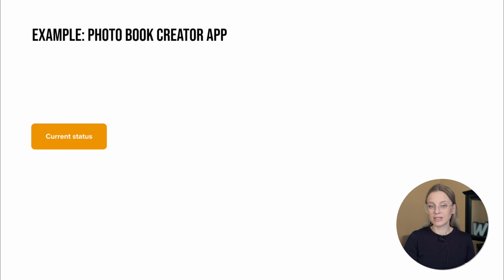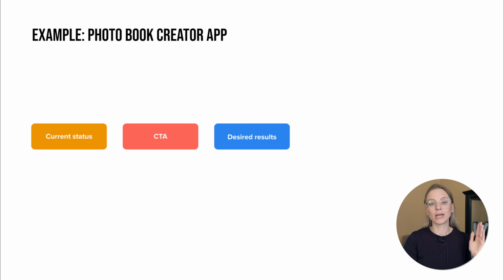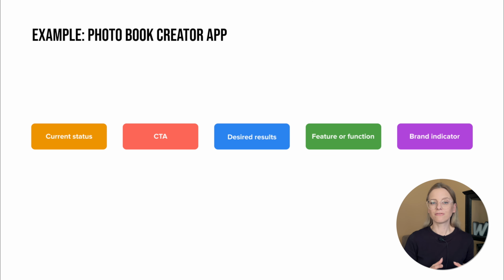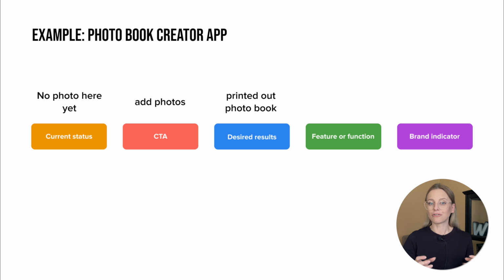As I said, we have the following types of information that we can use, right? So let's just fill this in like a template. We have current state, we have CTA, we have desired results, we have feature or function, and we have the brand indicator. So for the current state, we could say no photo here yet. For the CTA, we could say add photos. The desired outcome could be printed out photo book.